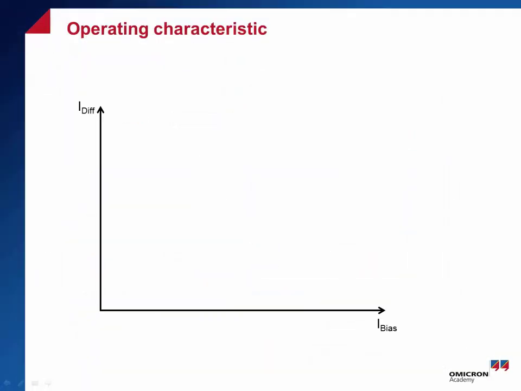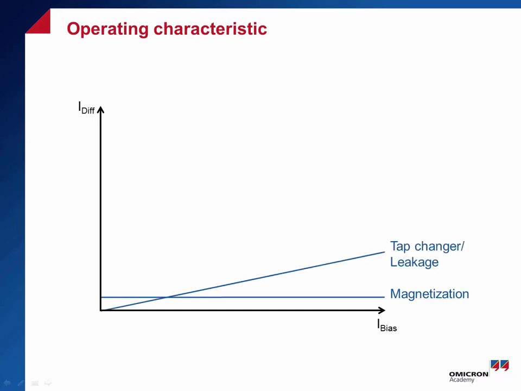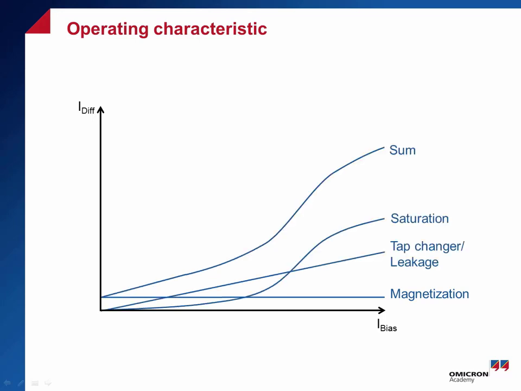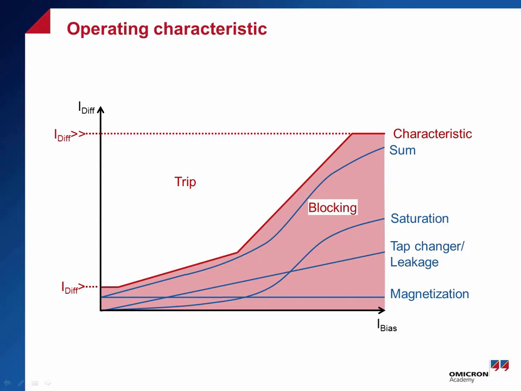Small differential currents are also possible under healthy conditions. They exist due to transformer magnetization, tap changer, leakage, and saturation effects. The addition of all these effects represents the maximum differential current that is possible under healthy conditions. The differential characteristic is an approximation to all these effects. In our example, the characteristic starts at the low set value, which is 0.25 times the nominal current. It rises to 6 times the nominal current, which is the high set value. Above this value, the relay always trips independent of the stabilizing current.